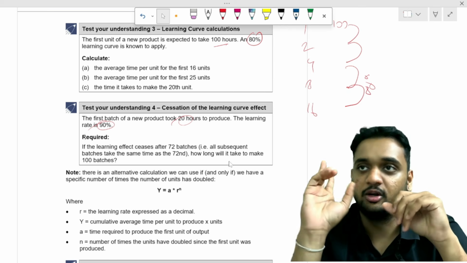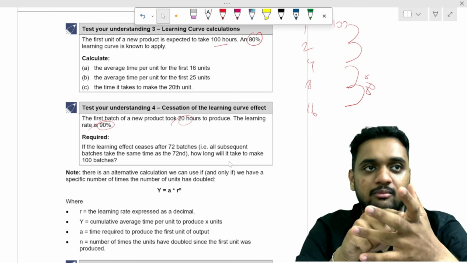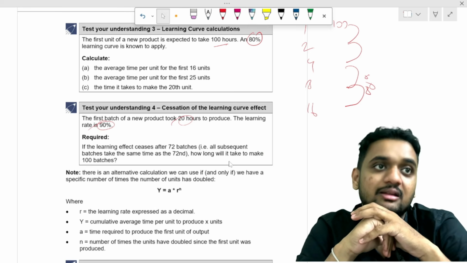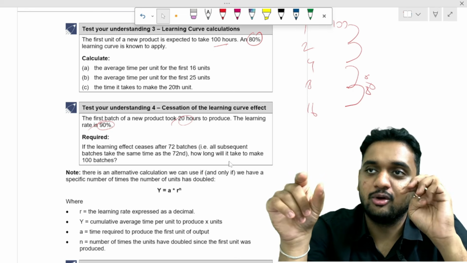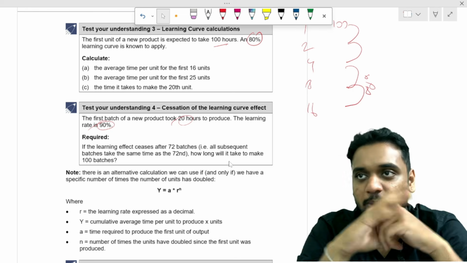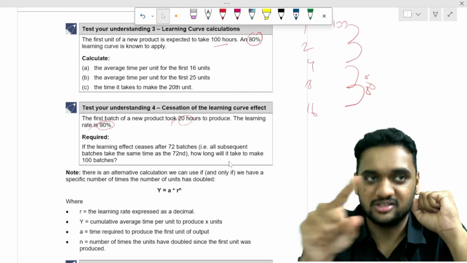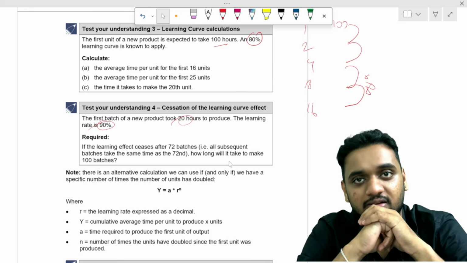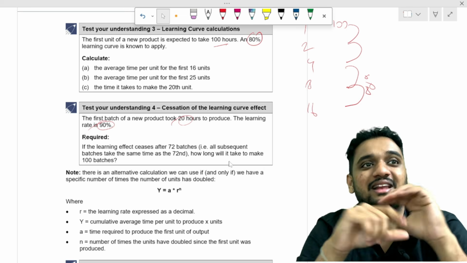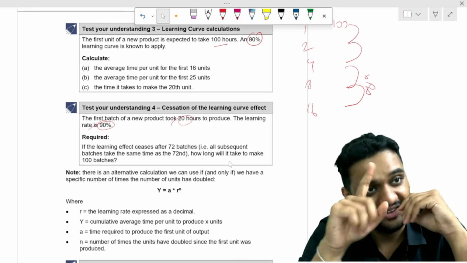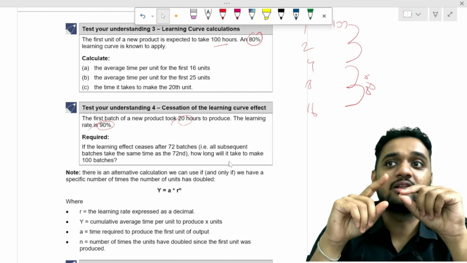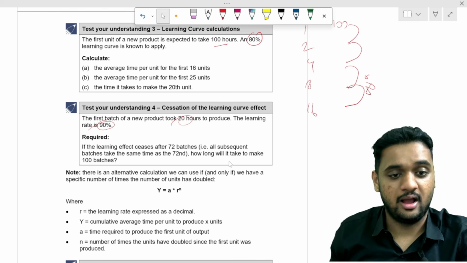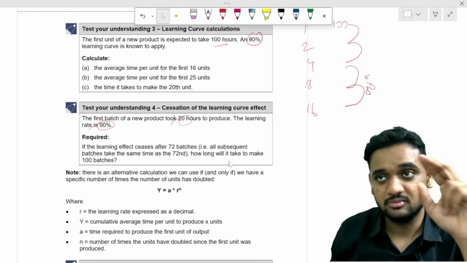So what can we do? We can split it into two things. Find the cumulative average time taken to produce 72 batches, then find the cumulative total time for 72 batches. Find the cumulative average time for 71 batches, then the total time for 71 batches. If you subtract both, what do you get? The 72nd batch time. That will be for the next batches, since you are asking for 100. Up next what? The next 28 units.